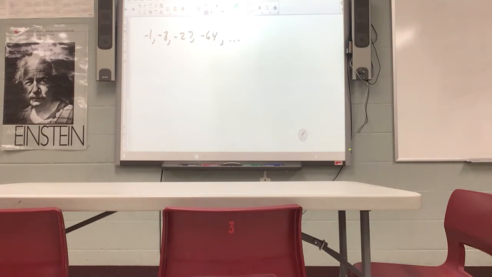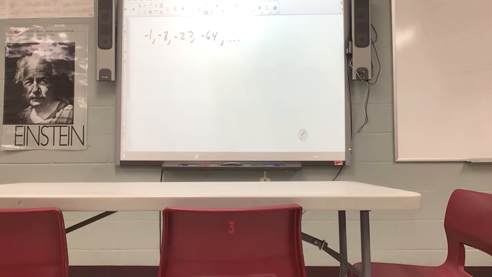So we have to find out what's going on. What is the pattern that's happening? I want to go from negative 8 to negative 27. On the problems we worked previously where I gave you the equation, that equation was always based on the number of the term.